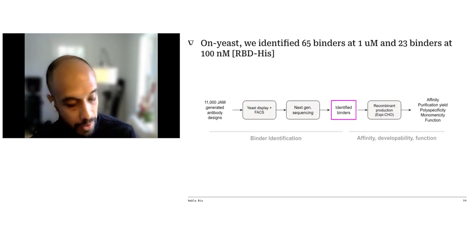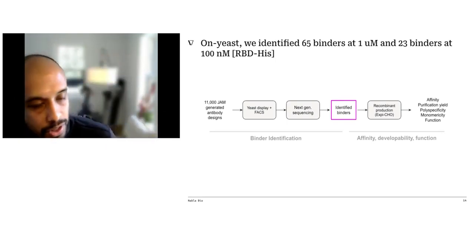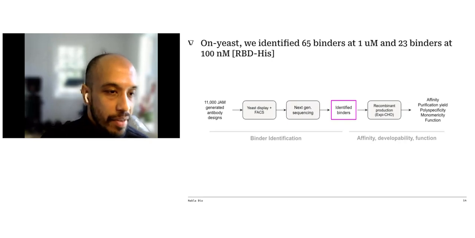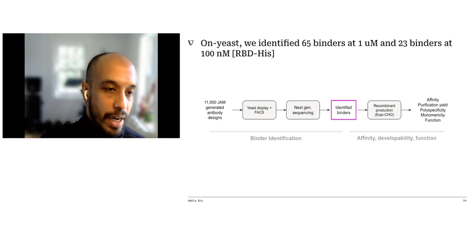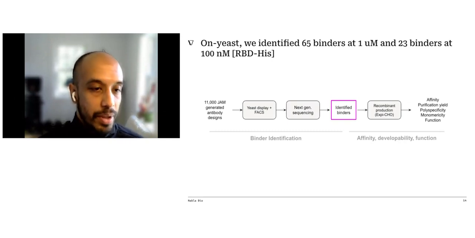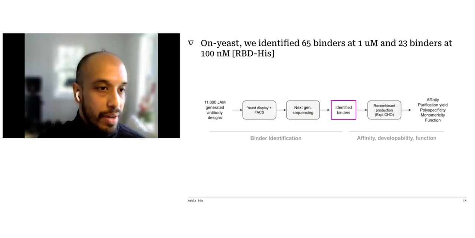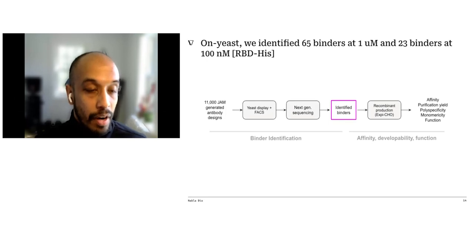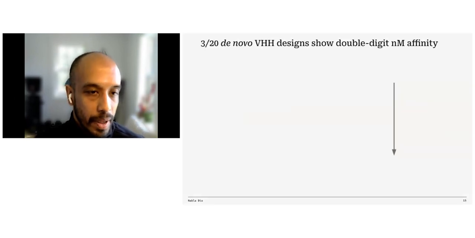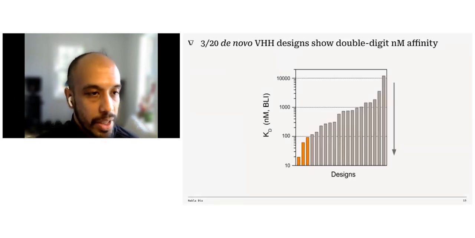So starting with RBD here, we started with an initial set of 11,000 designs, went through our yeast display and FACS workflow, and sequenced binders with next generation sequencing. In this first round of design, we were able to get 65 binders that are binding at a 1 micromolar concentration on the surface of yeast. Of those 65, 23 of them are binding at 100 nanomolar antigen concentration on yeast.